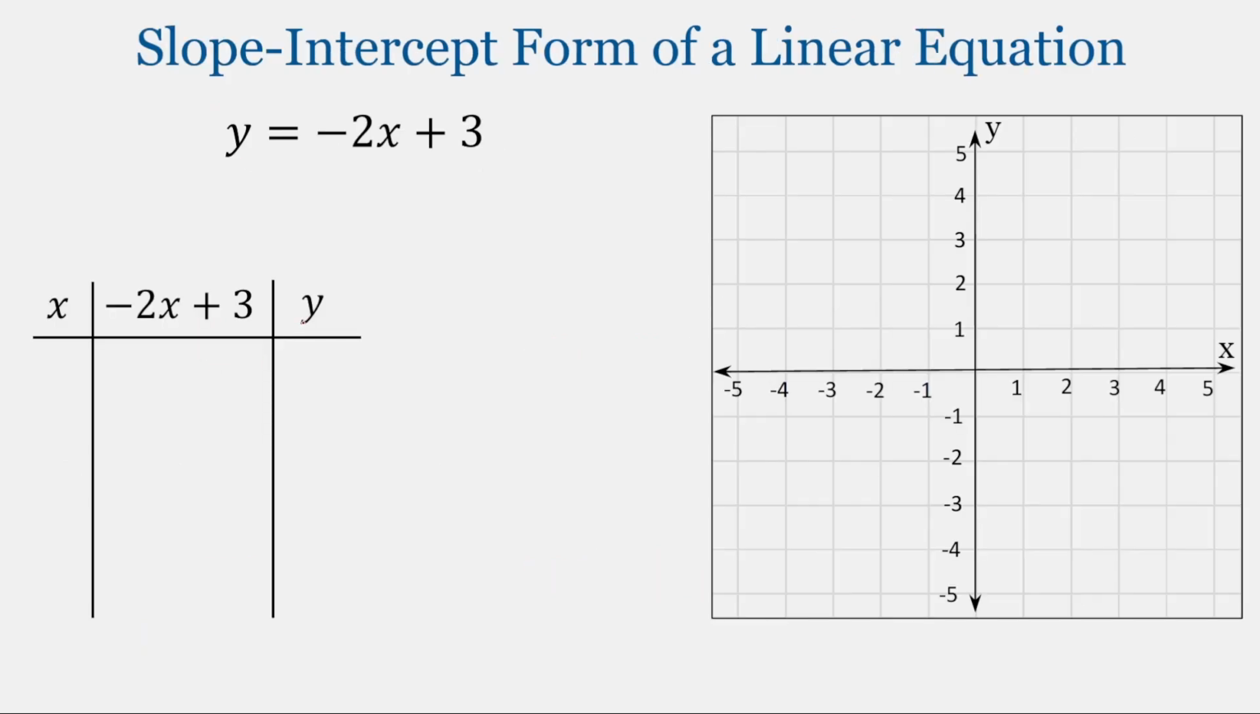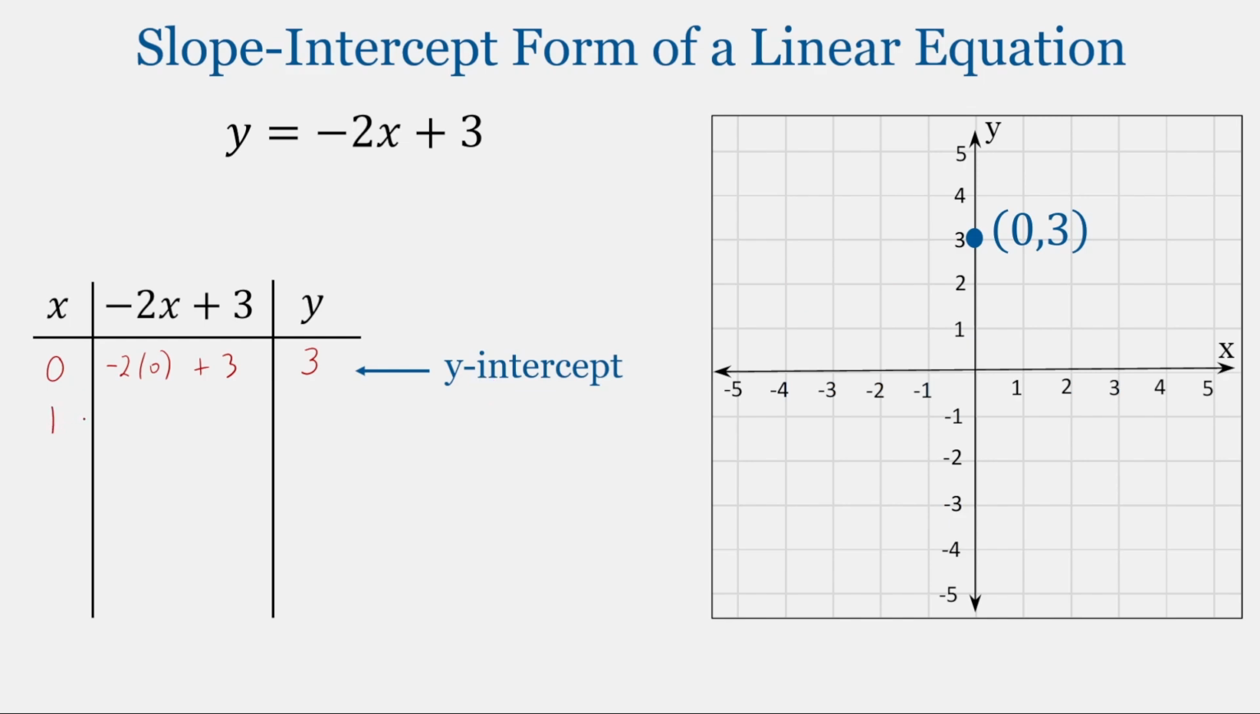Let's look at the line y equal to negative 2x plus 3. Let's graph this line by plotting some points. Well, let's set x equal to 0. When x is equal to 0, we have negative 2 times 0 plus 3. We get a y value of 3. So this is the ordered pair 0, 3. Well, wherever we have an x value of 0, that's going to be on the y-axis. So this is our y-intercept.